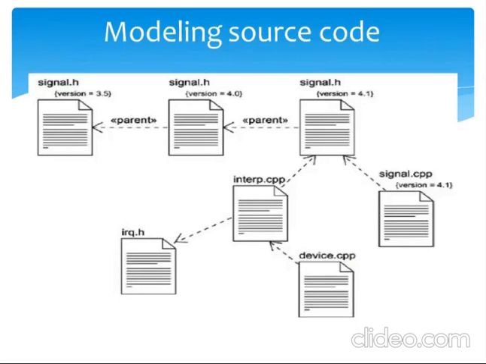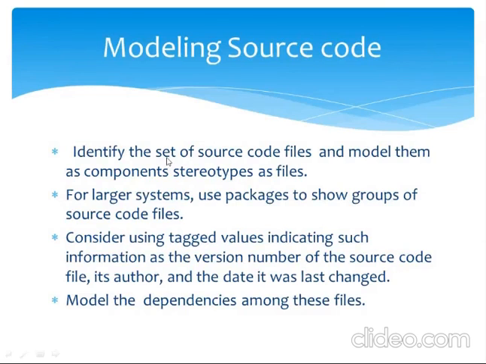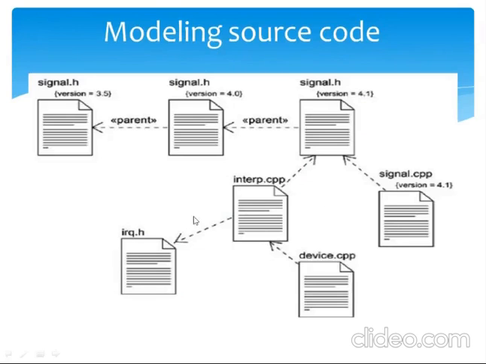As I told you earlier, first of all we have to identify the source code files. So these are the source code files after identifying. If you see, for signal.h version 4.1, signal.h version 4.0 is the parent. For version 4.0, version 3.5 is the parent. So this is the grandparent, this is the parent, and this signal.h is the child.